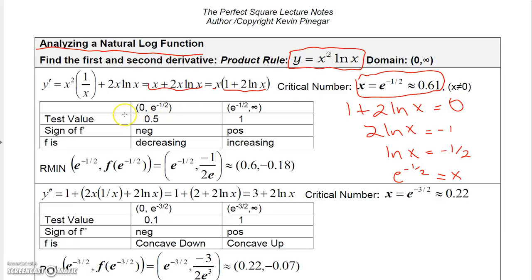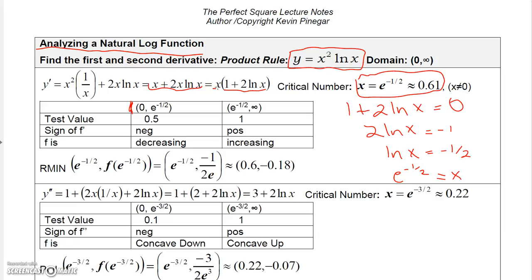Okay, so I'm going to break my number line up. I'm going to start it at 0. Remember, I can't go to 0 or to the left of 0 because of the domain. So I'm going to go 0 to e to the negative 1/2, and then e to the negative 1/2 to infinity. Well, a number less than e to the negative 1/2 is 0.5, and a number greater than e to the negative 1/2 is 1.